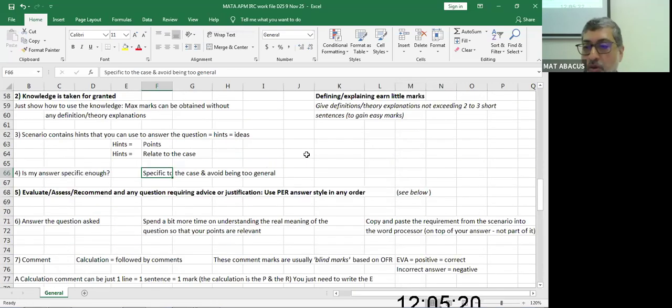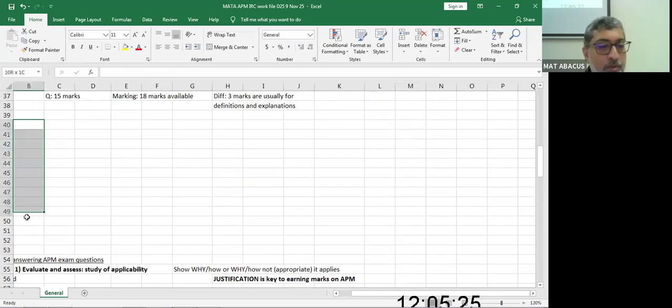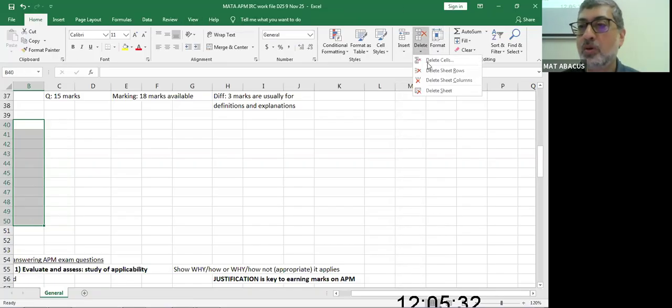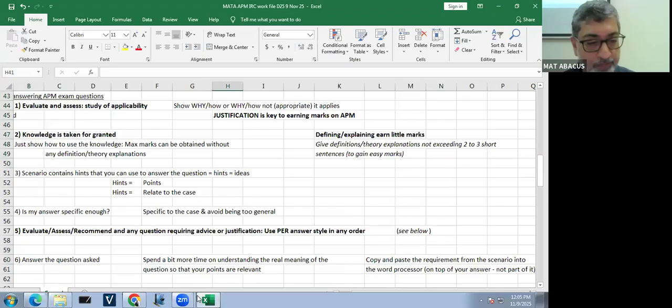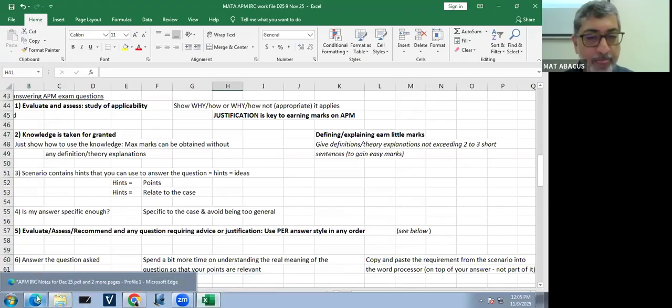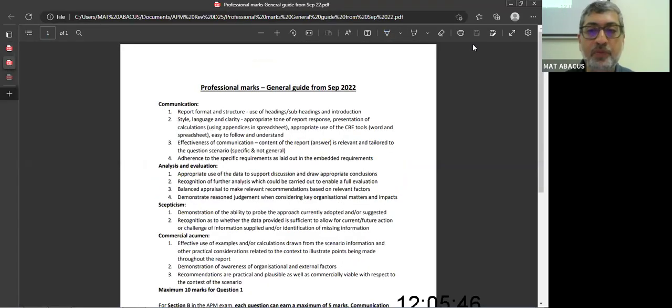Okay, so this is where we are now. Let me introduce this, and then we can start looking at some. One of the questions that came out I have included here. This is our professional marks. Communication: the easiest is the first 4 marks, like I said, report format and structure.